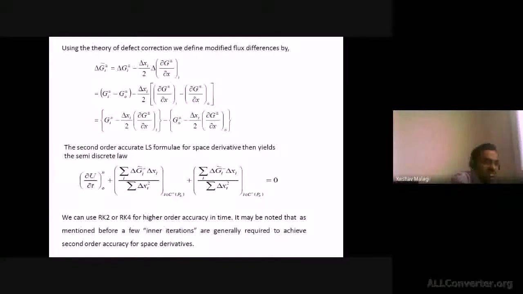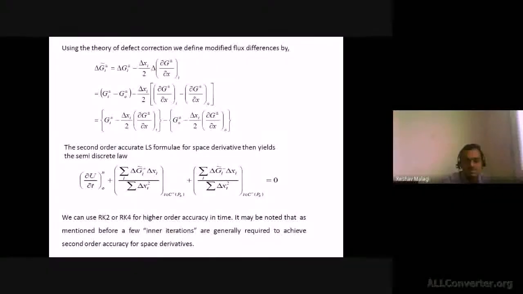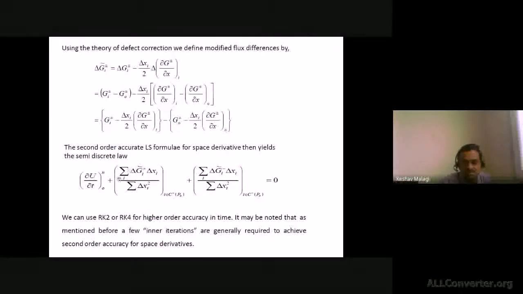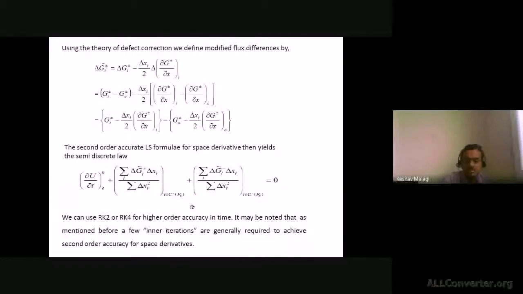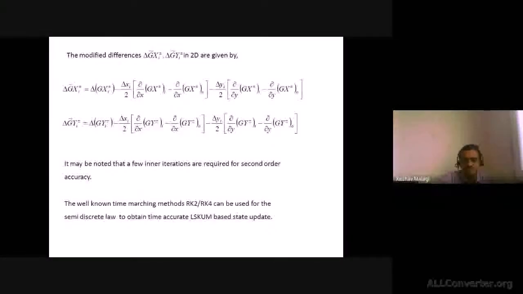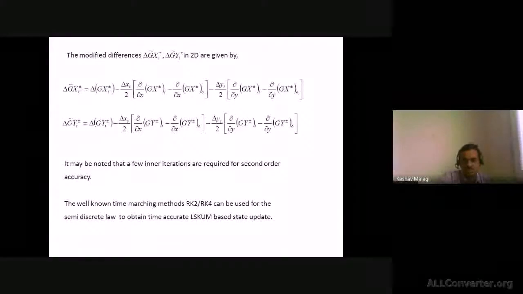Whatever was the earlier F now becomes delta Gi. Okay. And those become tilde Gi here. Same thing. And this becomes second order in space for plus and minus. So you have to do some inner iterations to obtain accurate solutions. Okay. The modified differences in 2D are similarly given. It is the same as that, and you can use RK2, RK4 for 2D also. So this in a nutshell is the LSCOM's heart. If you understand this aspect, you can code the LSCOM solver also.